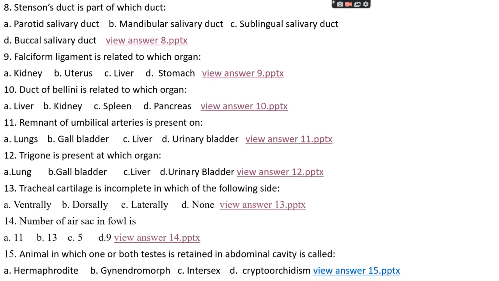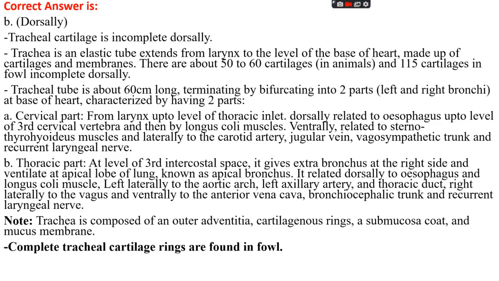Question number 13. Tracheal cartilage is incomplete in which of the following sides? Option A, ventrally. Option B, dorsally. Option C, laterally. Option D, none. The right answer is option B, that is dorsally. Tracheal cartilage is incomplete dorsally.